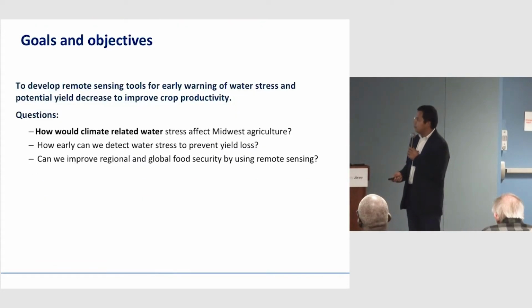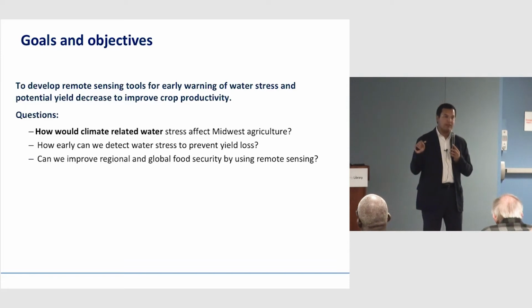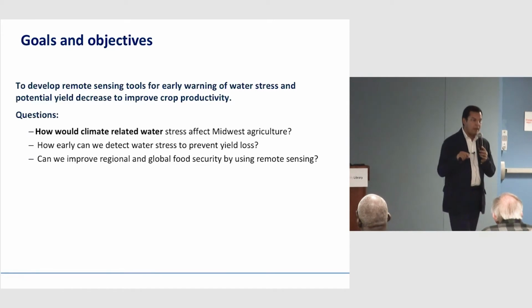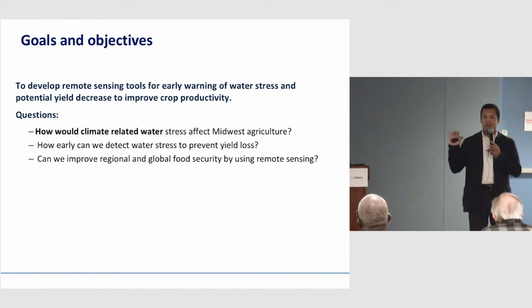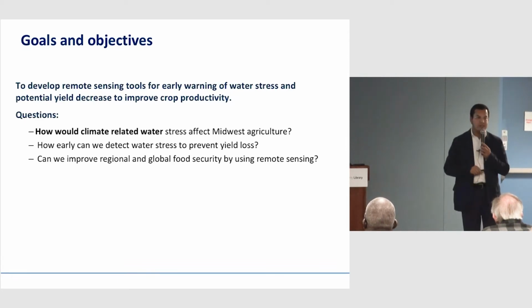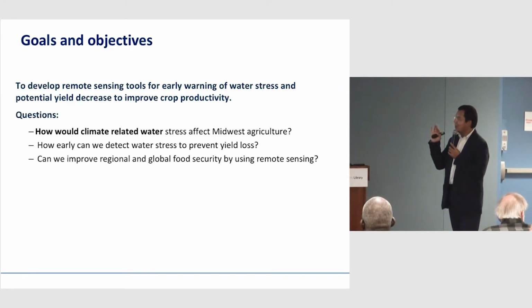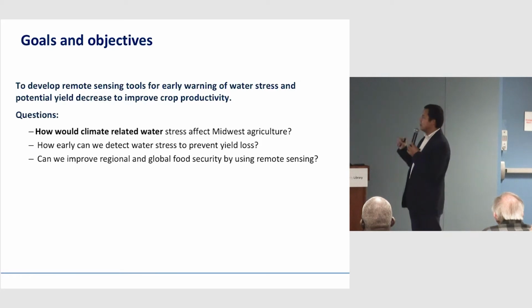And again, this is a very large project funded by the National Science Foundation, about a $20 million grant to Missouri to study agriculture. Many organizations in Missouri are part of that research, and we have one portion, mostly working on remote sensing aspects. The overall idea is how we want to understand how climate-related water stress affects Midwest agriculture.